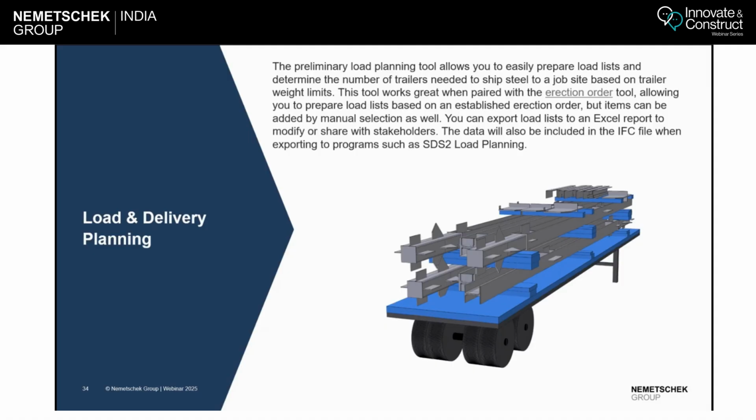Then this is the load and delivery planning module. In this, basically a trailer kind of thing is there. You can decide what is the length and width of the trailer, what is the offset height, and what is the top height, left and right heights, allowable limits. And based on that, you can start loading your steel, and you can give this kind of report, Excel report, to your supplier or your fabricator company, so they can use the report to ship the steel in the best convenient way and the best efficient way.